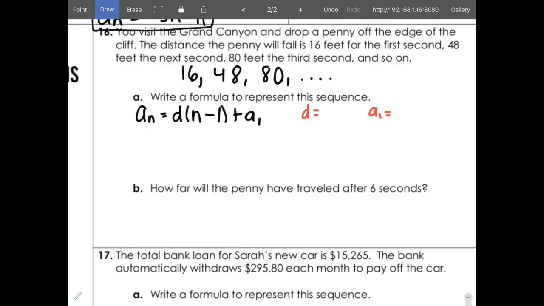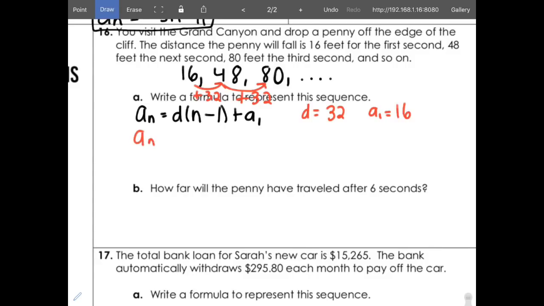How do we figure out our common difference? Well, to get from 16 to 48, we're going to add 32. From 48 to 80, we add 32. So our d is positive 32. What's our first term? Our first term here is 16. So a sub 1 equals 16. Great, let's plug it in.